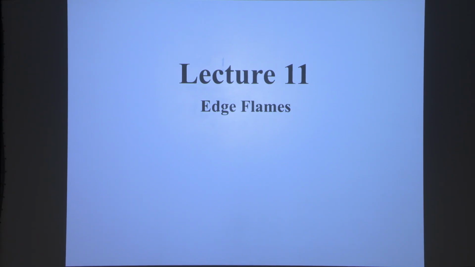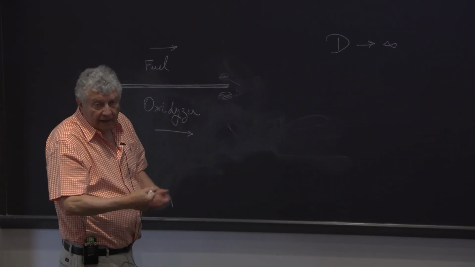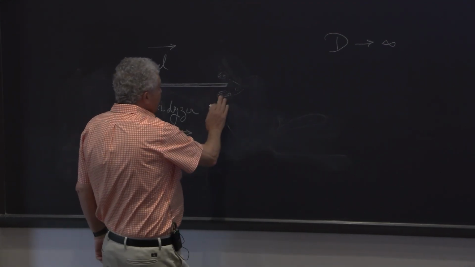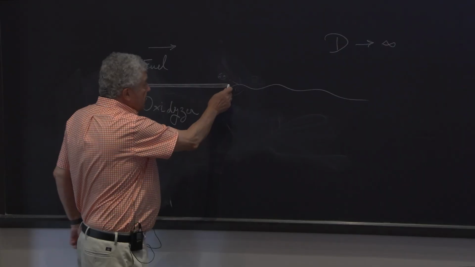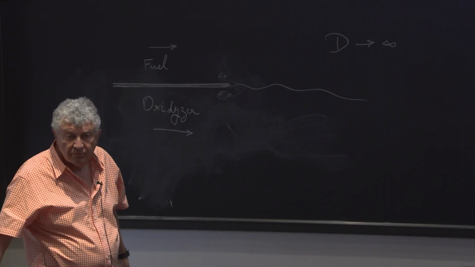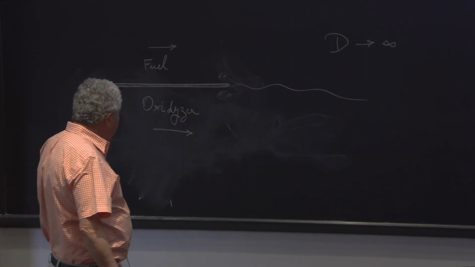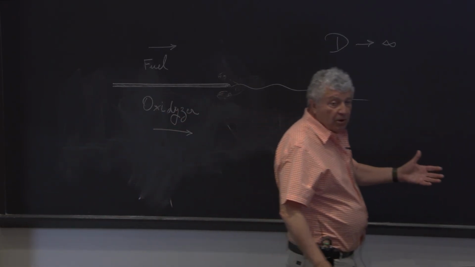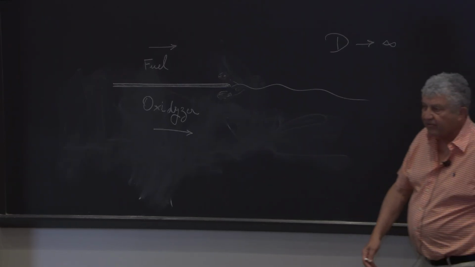So a fuel element leaves here and an oxidizer leaves here. Immediately as they meet, they react because it is infinitely fast. And so you expect the flame will be established and will touch from the tip of the plate on. But in reality, the Damköhler number is never infinite. It could be large, but not infinite.